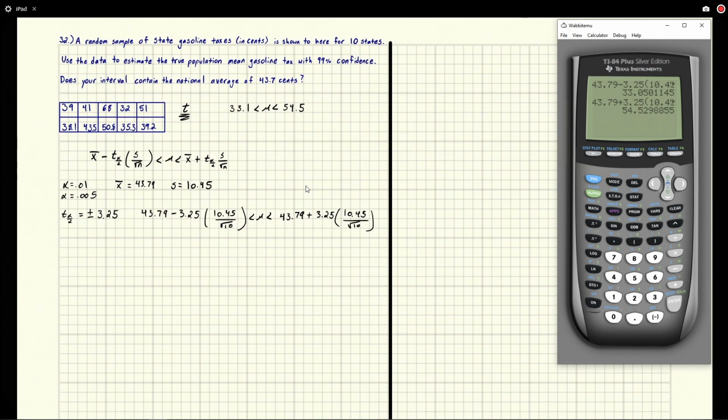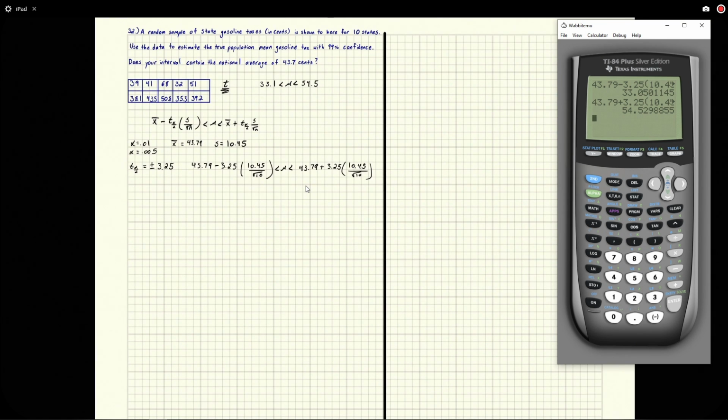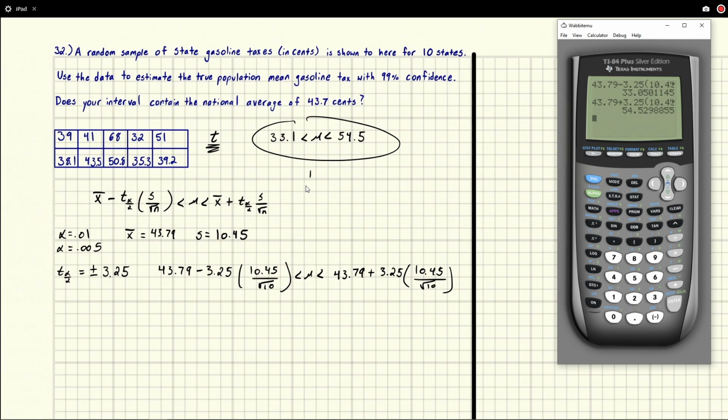And if your teacher wants you to, you should write out the statement of what this means. So this would be the interval: you are 99% confident that the state gasoline taxes, in cents, national average is between 33.1 cents and 54.5 cents. And you notice that, yes, 43.7 cents is in the interval. And that's all you got to do for this one.